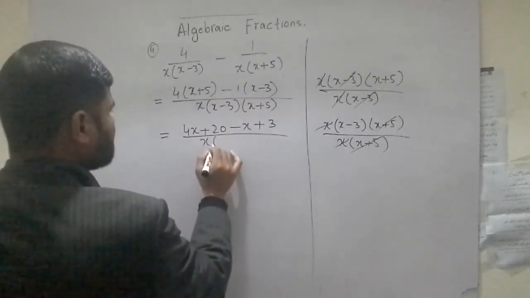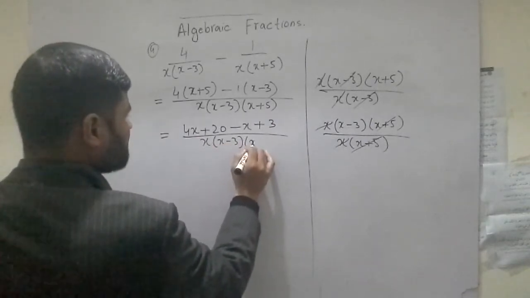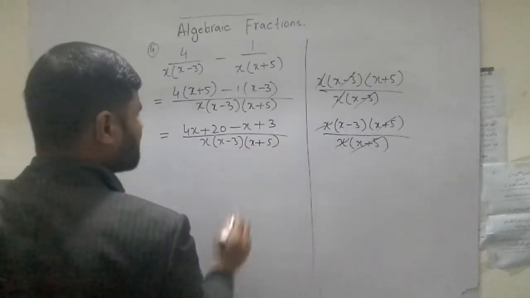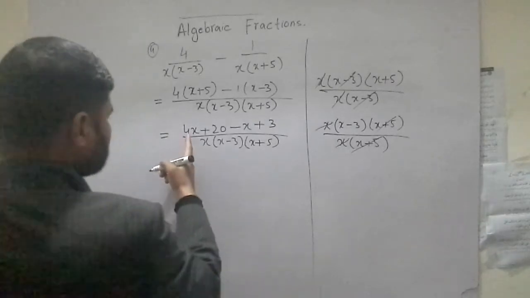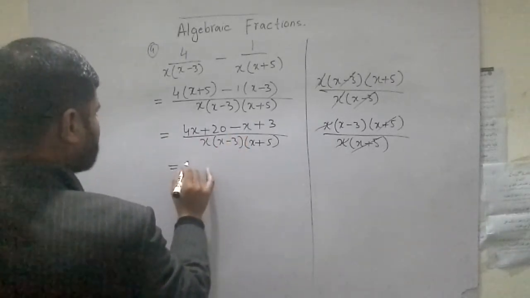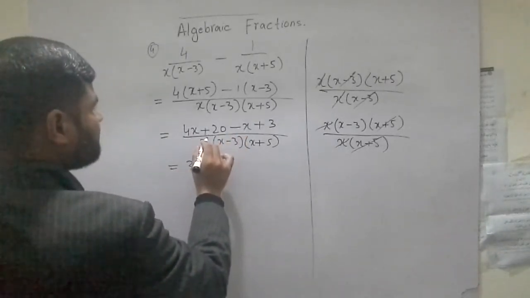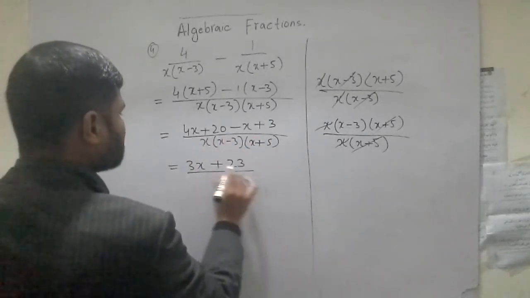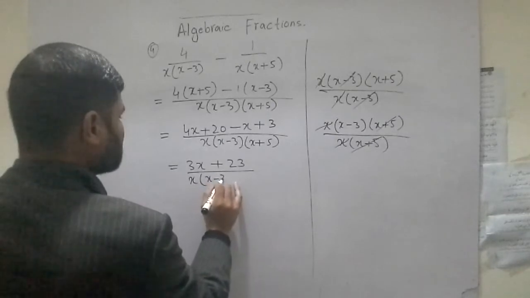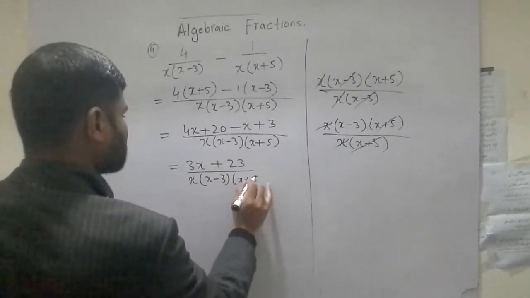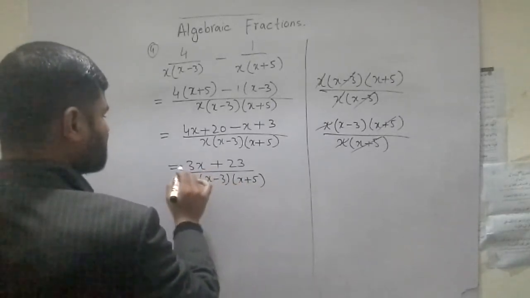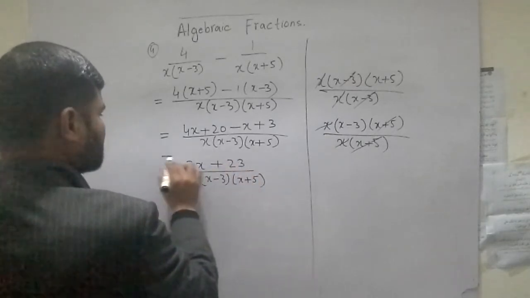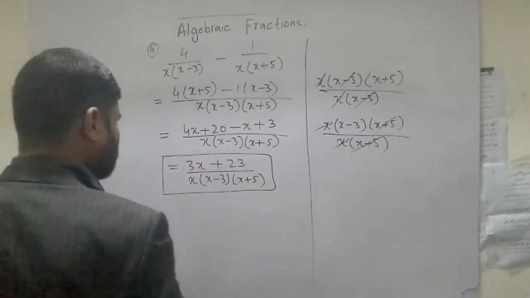And the denominator doesn't need to be multiplied or expanded. Now simplify the like terms. 4x and minus x makes 3x, and 20 plus 3 makes 23, and in the denominator you have the same thing. And this cannot be simplified further. This is our final answer.